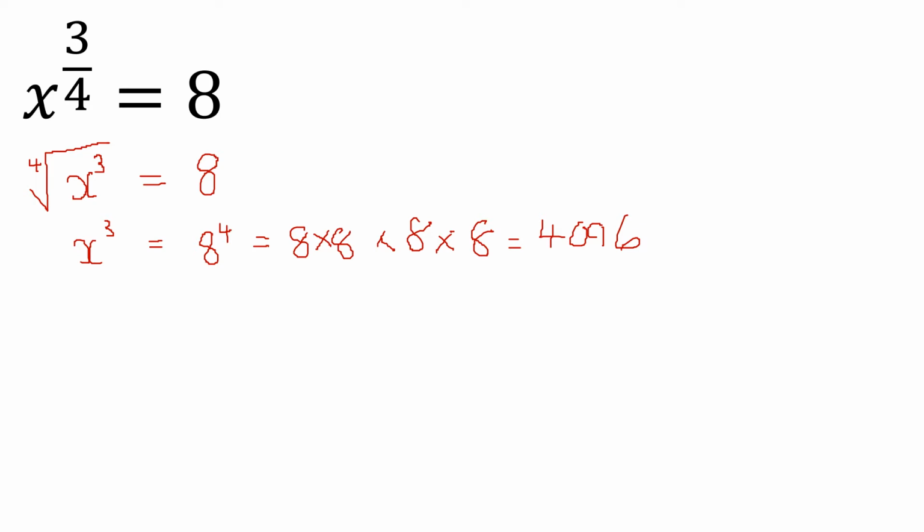We haven't got x quite by itself yet, it's currently x cubed. So to do the inverse, we need to do the cube root. If we take the cube root of both sides, we would be left with x, and the cube root of 4096 is 16.